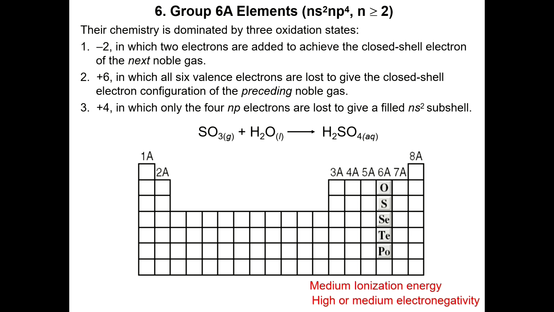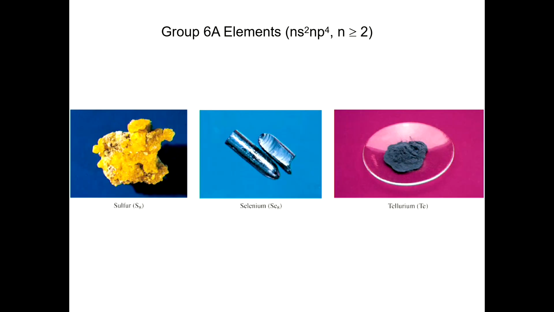Okay, 6A. So 6A are these elements. Most of them are nonmetals, and because they have medium ionization energy, they can get electrons or lose some electrons. So for example, they can show a -2 charge, and +6 and +4 charge. So these are photos of these elements in the environment.